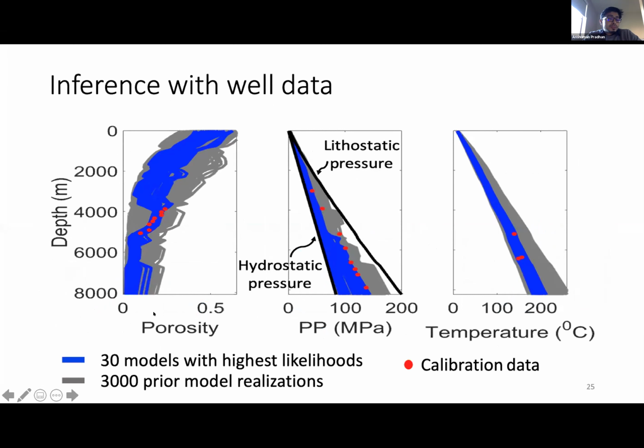And then in blue, I've shown the 30 models which have the highest likelihoods. In other words, which are the closest to our data. And you can see that where we have data, for example, in this section from 4,000 meters to 6,000 meters, we have very narrow uncertainty, denoted by these blue realizations. But where the data is missing, our methodology gives us higher uncertainty. Similarly for the other data sets.